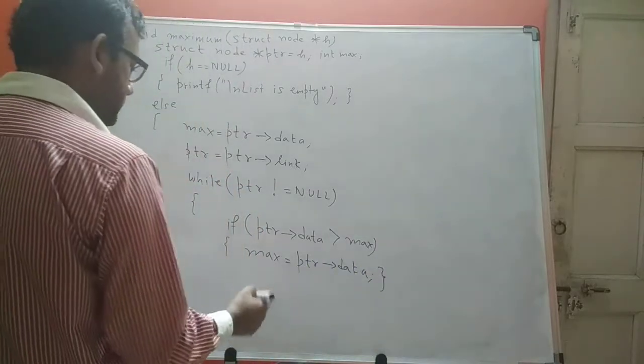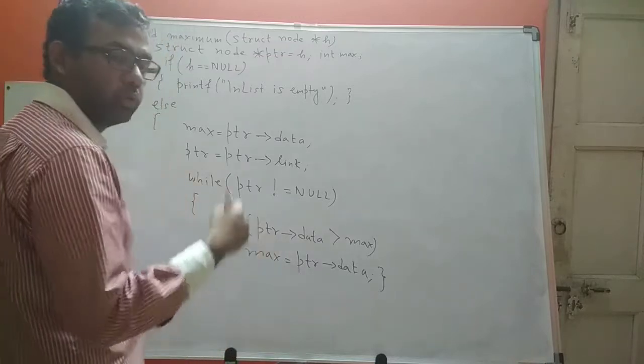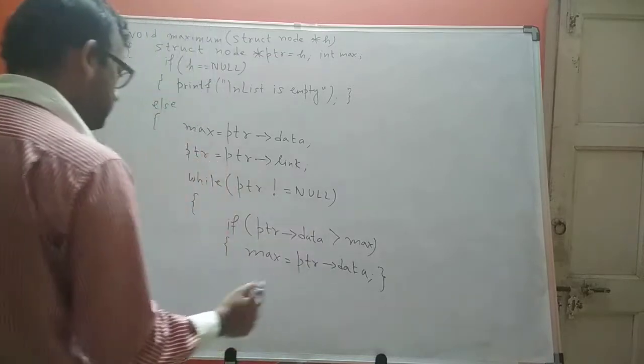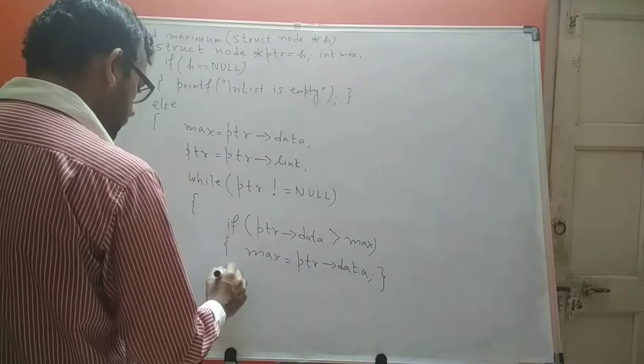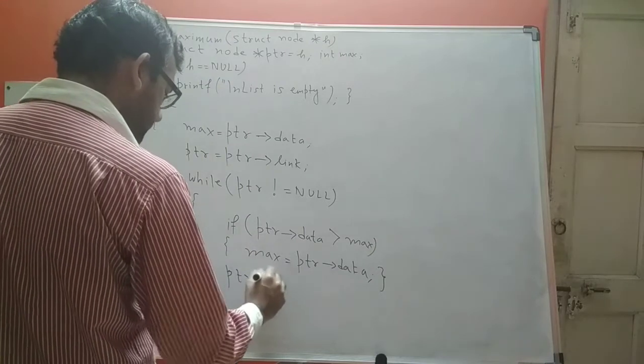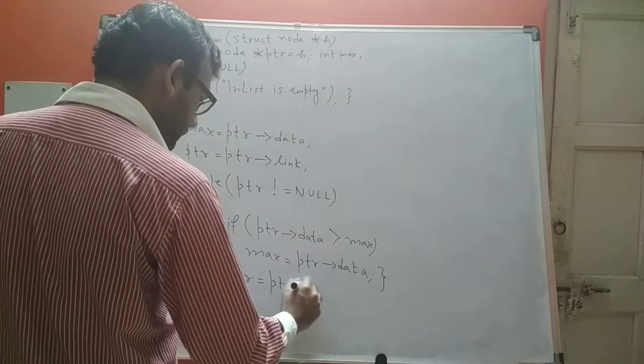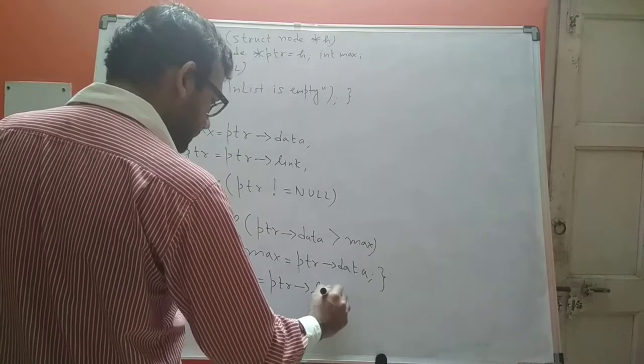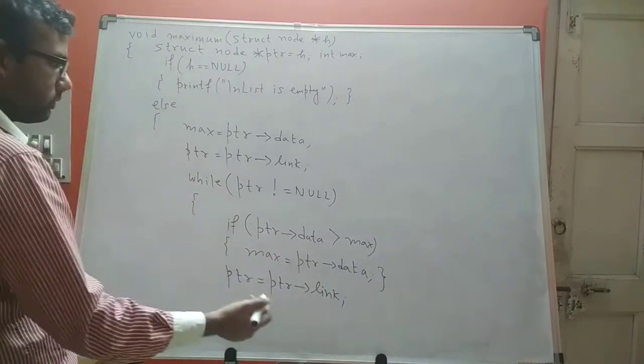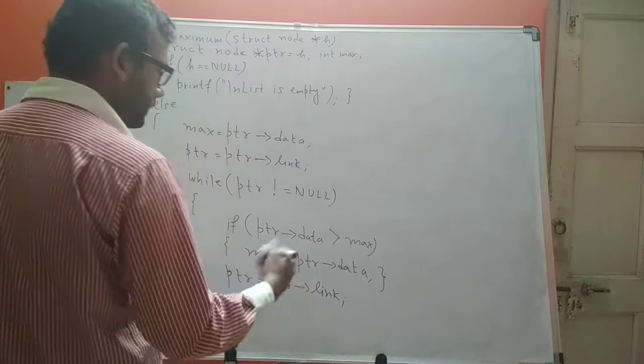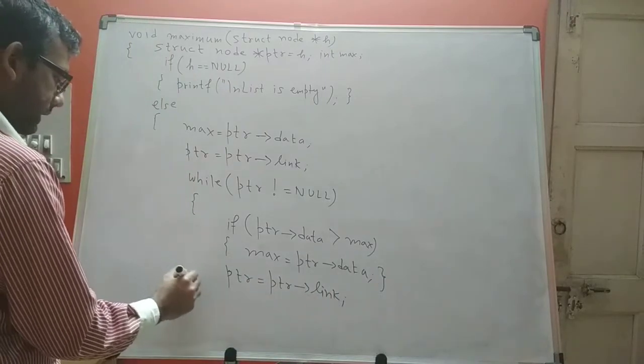After I do this, what do I need to do? I need to move on to the next node. So how do I move on to the next node? I simply say ptr equal to ptr arrow link. This will take me to the next node. So in this way, I'll be able to traverse the entire linked list.